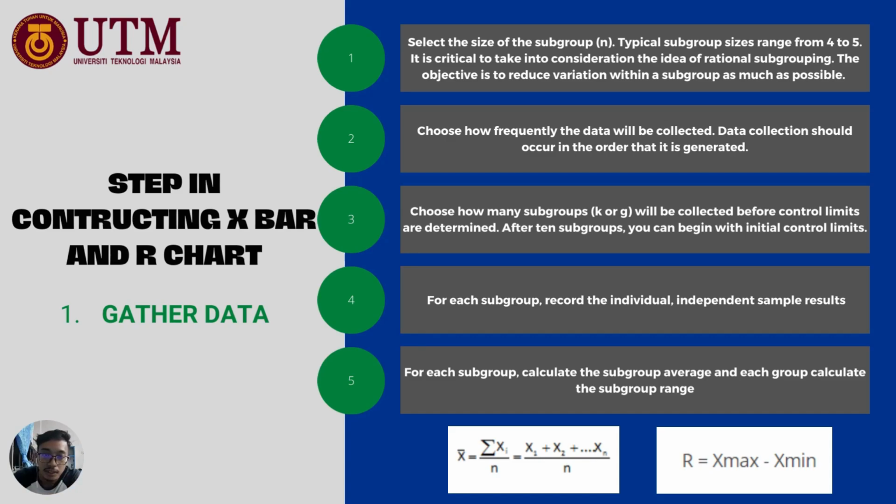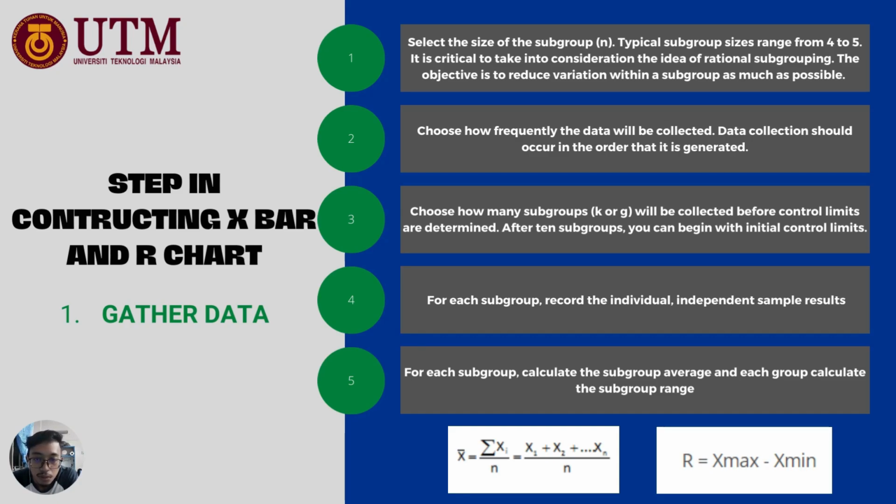2. Choose how frequently the data will be collected. Data collection should occur in the order that it is generated. Third, choose how many subgroups, K or G, will be collected before control limits are determined. After 10 subgroups, you can begin with initial control limits.